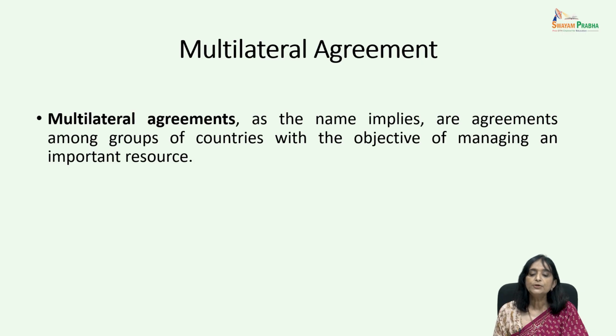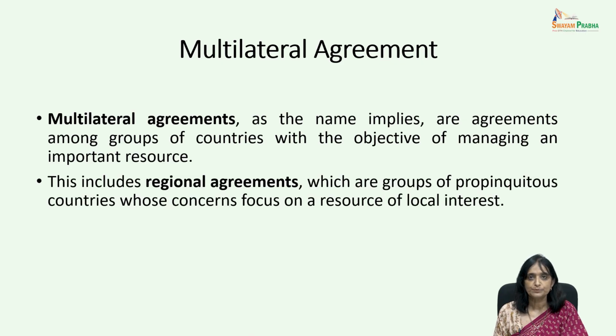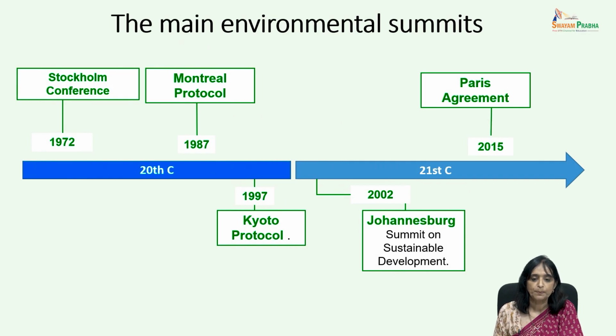Compared to this is a multilateral agreement, wherein a number of countries, or a group of countries, come together with the objective of managing a resource. A multilateral agreement may also include a regional agreement, wherein groups of countries which are in close proximity to each other, or which have a common culture, focus their concerns on a resource of local interest. Now, let us see a timeline of the major environmental summits which have resulted in major environmental agreements.